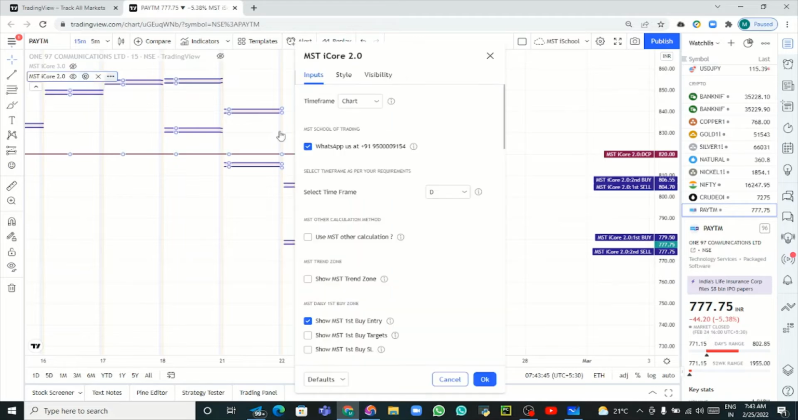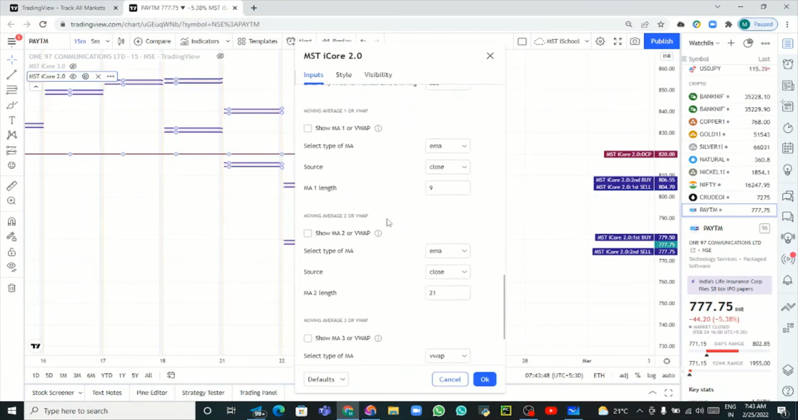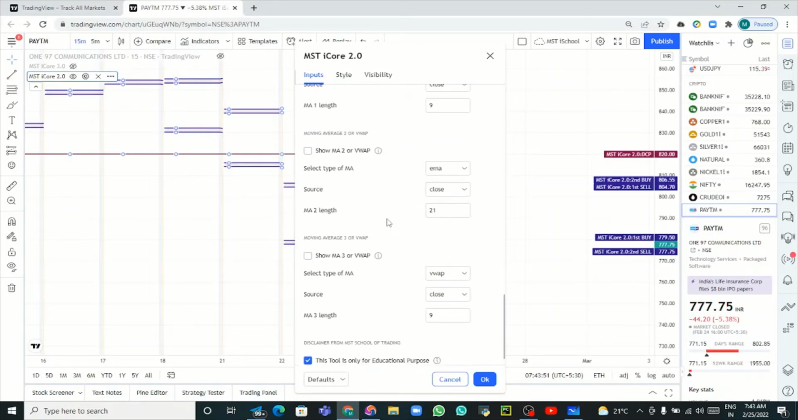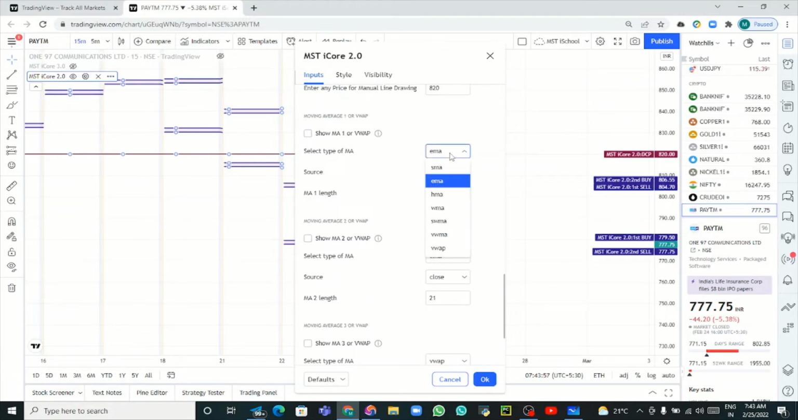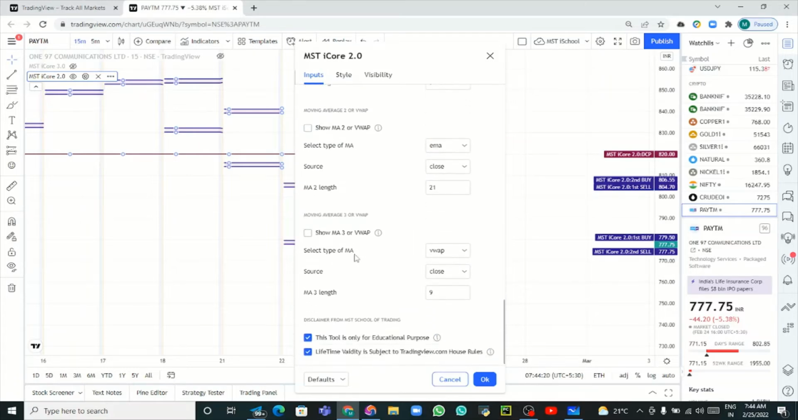The next one will be, we have given 3 moving averages, in different versions. So you can choose simple moving average, exponential moving average, Hull moving average, weighted moving average, SWMA, VWMA, or VWAP also you can select. In a single option we have given multiple options. So moving average 1, then moving average 2, then moving average 3, and finally we have given the disclaimer from the MST School of Trading.